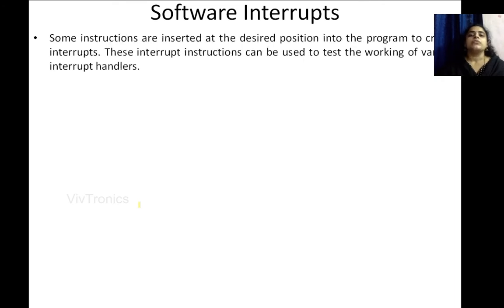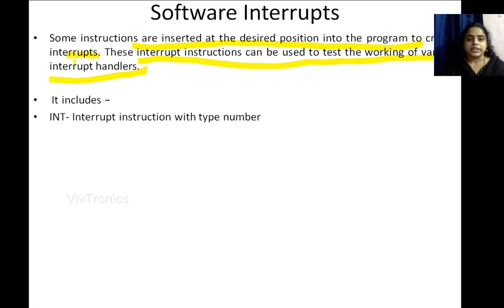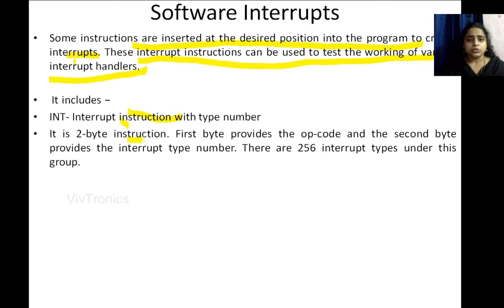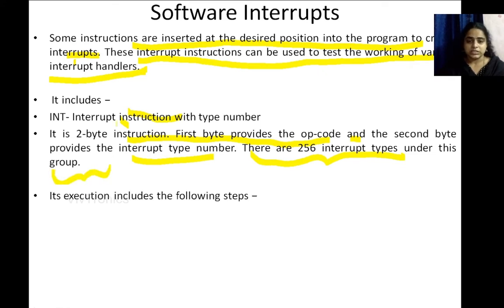Next are software interrupt instructions. Some instructions are inserted at the desired position in the program to create interrupts. These interrupt instructions can be used to test the working of various handlers. It includes an interrupt instruction with a type number. It is a 2-byte instruction. The first byte provides the op code and the second byte provides the interrupt type number. There are 256 interrupt types under this group, so there are 256 software interrupts.